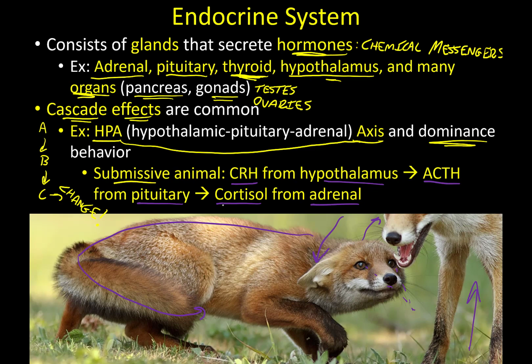So long as this submissive animal is in the presence of the more dominant animal, CRH will be released from the hypothalamus, which will then trigger the release of ACTH from the pituitary, which will in turn trigger the release of cortisol from the adrenals, which will reinforce this animal's submissive behavior.